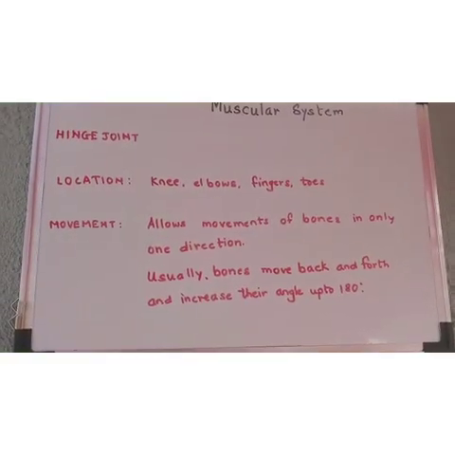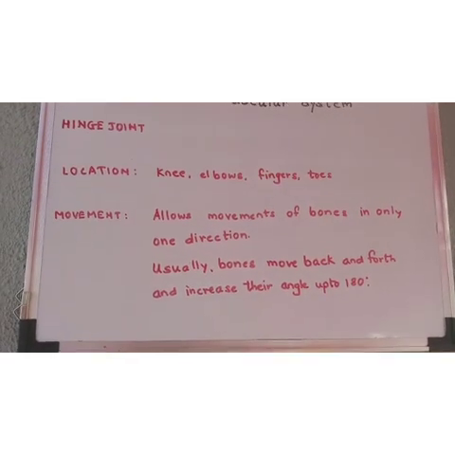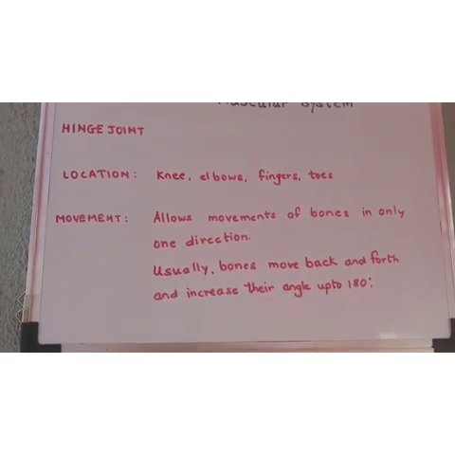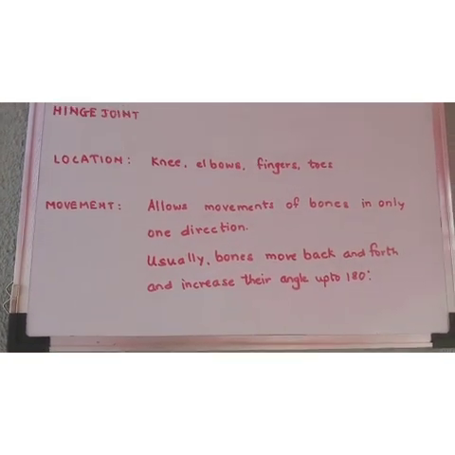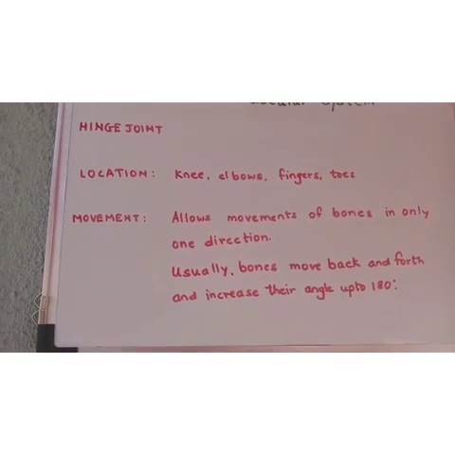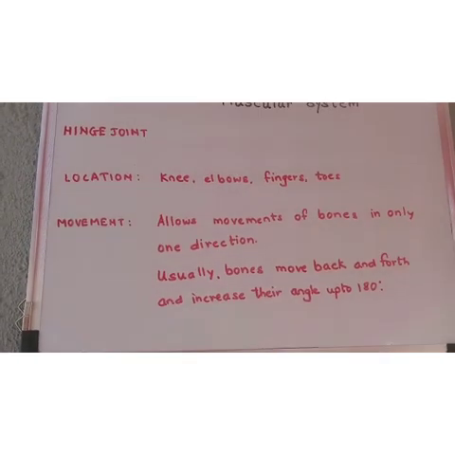So kids, we have studied up till now three joints. The first was the pivot joint. The second one was the ball and socket joint. The third was the gliding joint. And now we're going to study the last type of joint, that is the hinge joint.